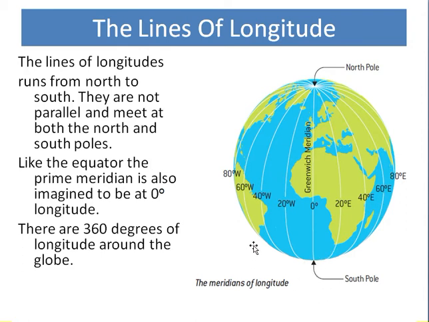Like the equator, the prime meridian is also imagined to be a 0 degree longitude. Okay, see here, this line is given 0 degree. It is also called Greenwich meridian. Greenwich is a place in UK. There are 360 degrees of longitude around the globe. Okay, just like you have protractor with you, you can see over there how many angles are given there. There are 360 angles, 180 at each half. Okay, so this is just like the protractor.